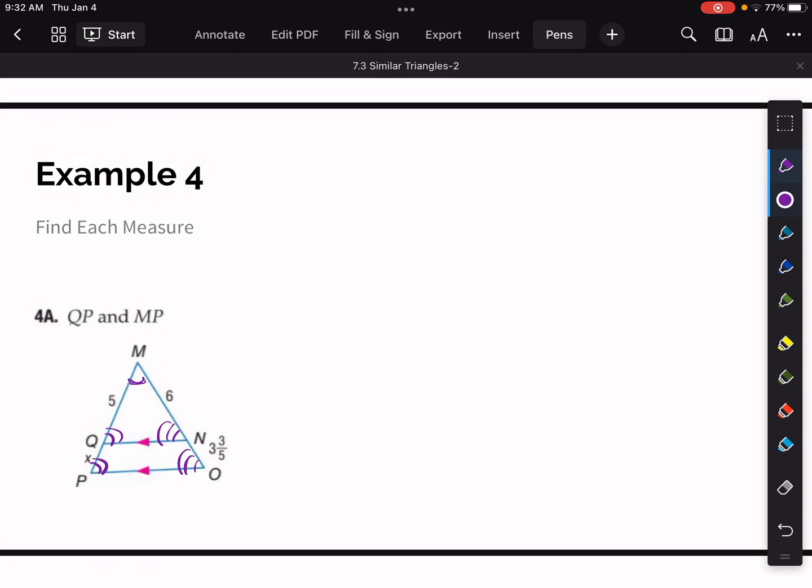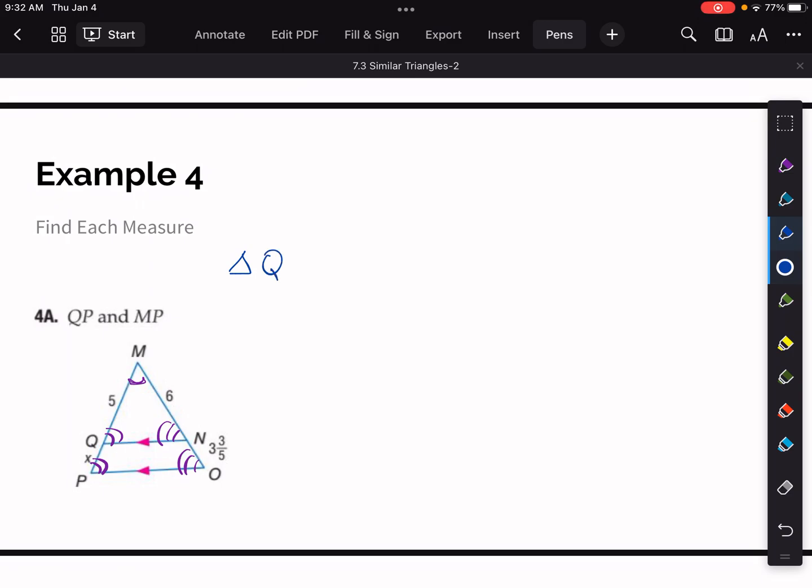Now what we have to do is solve. So what I like to do with these is I like to actually make my similarity statement first. So if I said, so I know they're similar, right? So I'm going to make my statement. So let's look at triangle. Let's just call it, look at the small one there.